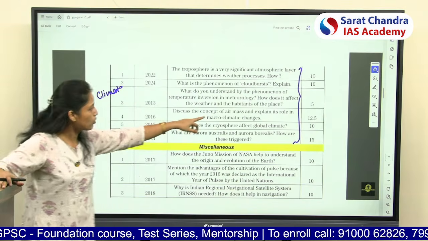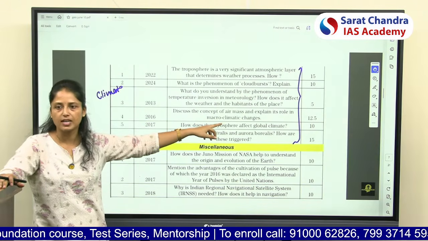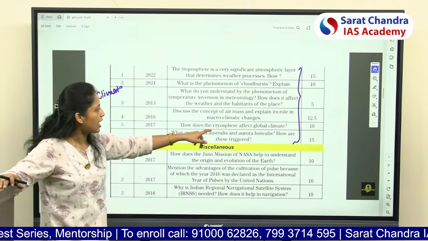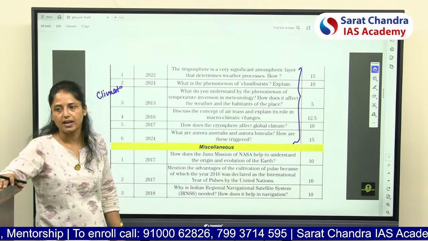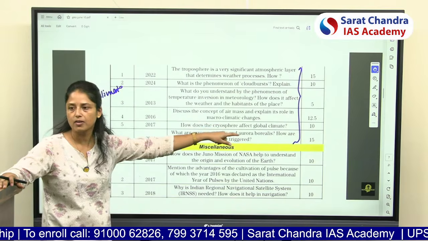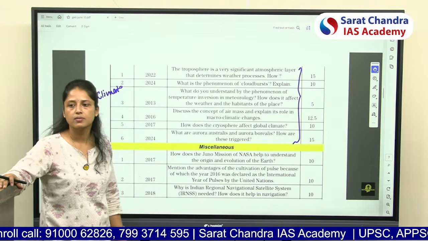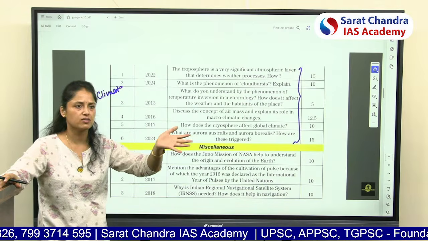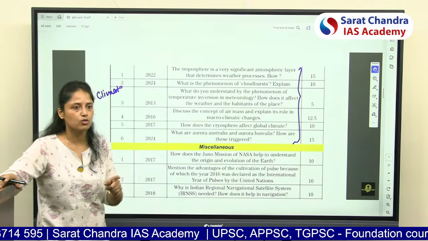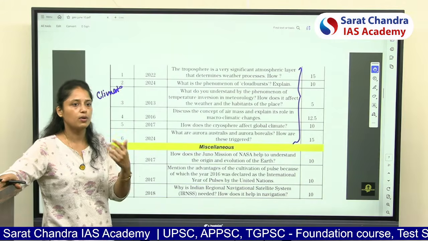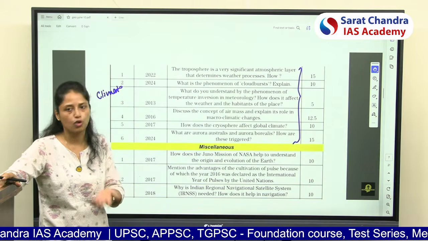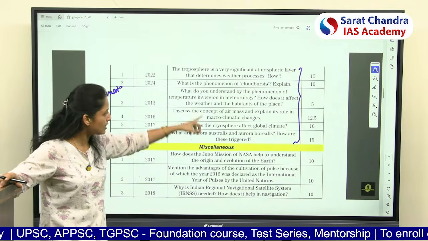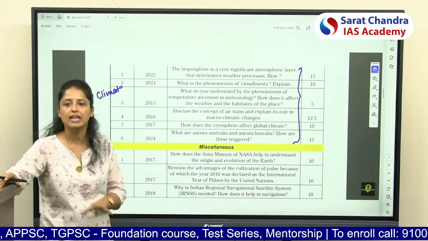You know this concept of air mass, right? What is air mass? It is an atmospheric phenomenon only. How does the cryosphere affect the global climate? Again it is asking the impact on climate. What is the cryosphere? Polar ice caps, glacier regions. In the syllabus we discuss that it included ice caps, glaciers, and water bodies also. That's why this question. The important learning here is that all these things are asking the impact on climate also.